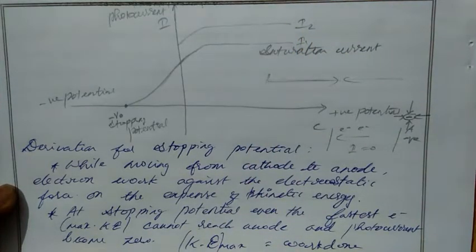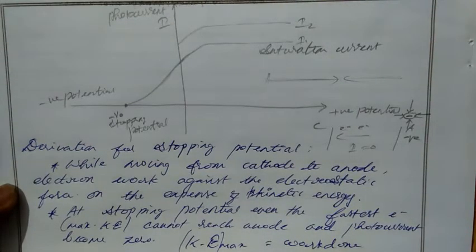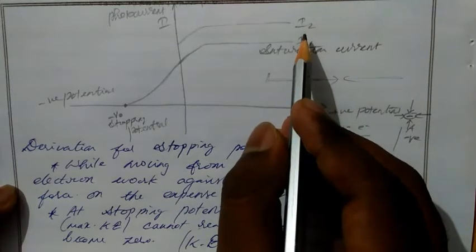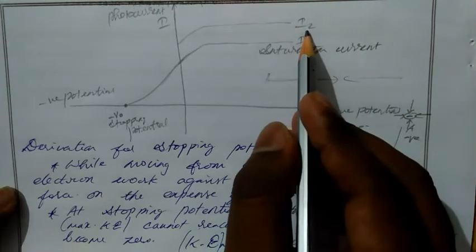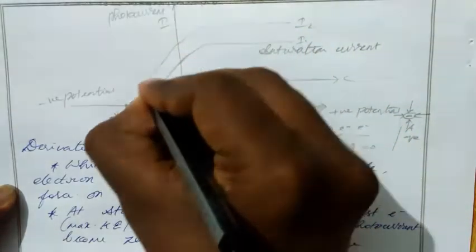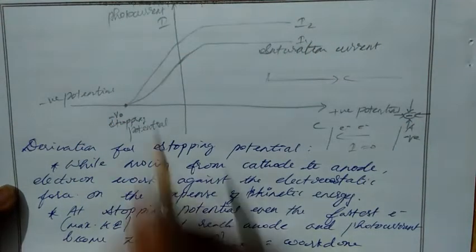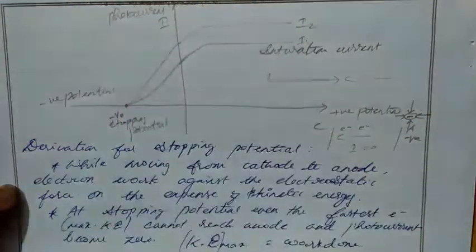But the stopping potential will be the same, because we saw the stopping potential won't change. Stopping potential depends on frequency and wavelength. Stopping potential never depends on photocurrent. It never depends on intensity, correct? So if I take this I as intensity, because I is directly proportional to intensity, then the stopping potential will be the same for different currents, even though the current value is higher.